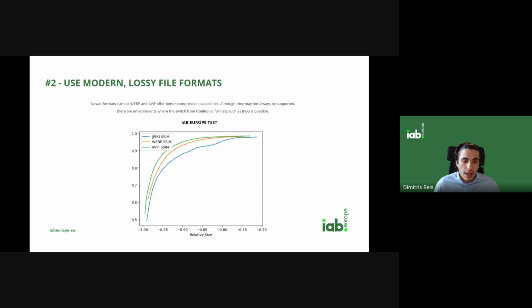and only use JPEG as a fallback. By the way, this is some of our testing that compares the different formats against each other. AVIF in this particular case, as you can see, did outperform WebP, but it's a close fight between those two in a lot of cases. They do holistically outperform JPEG though.